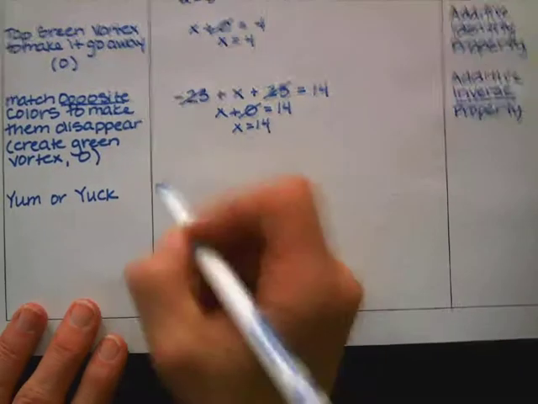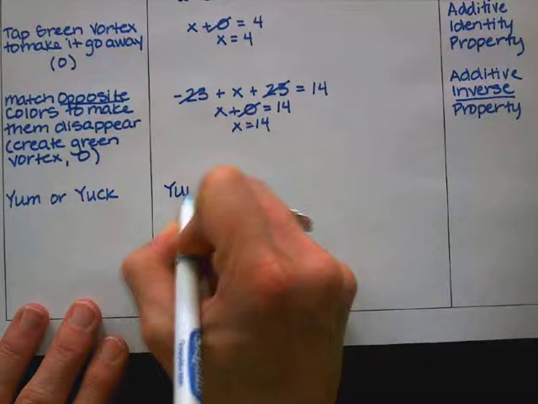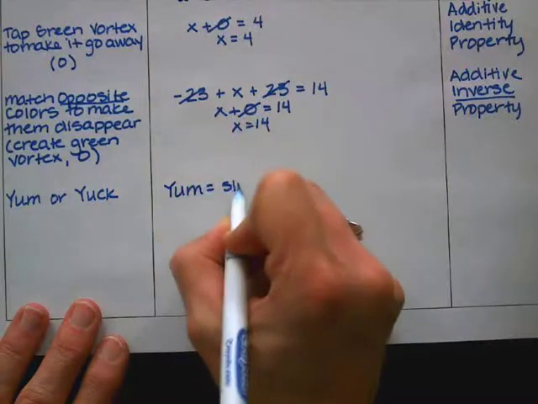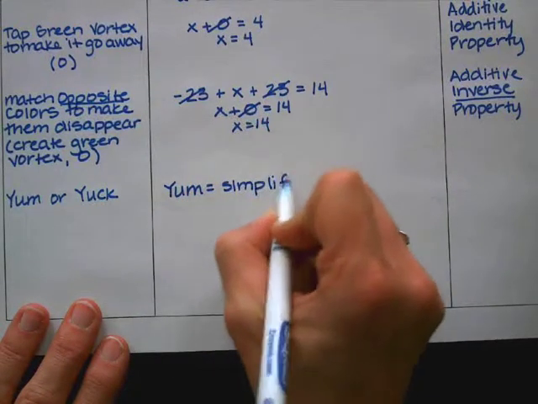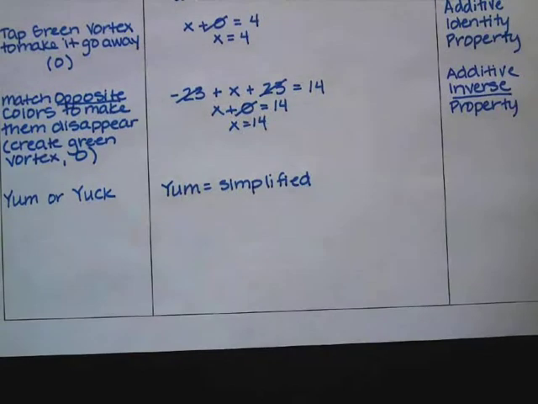A yum in algebra means you have simplified it all the way down. You have found everything that you need to match up, that you can tap. You're good to go. That is one of the big things in algebra, to always, always simplify. Make your life easier by making the problem easier.